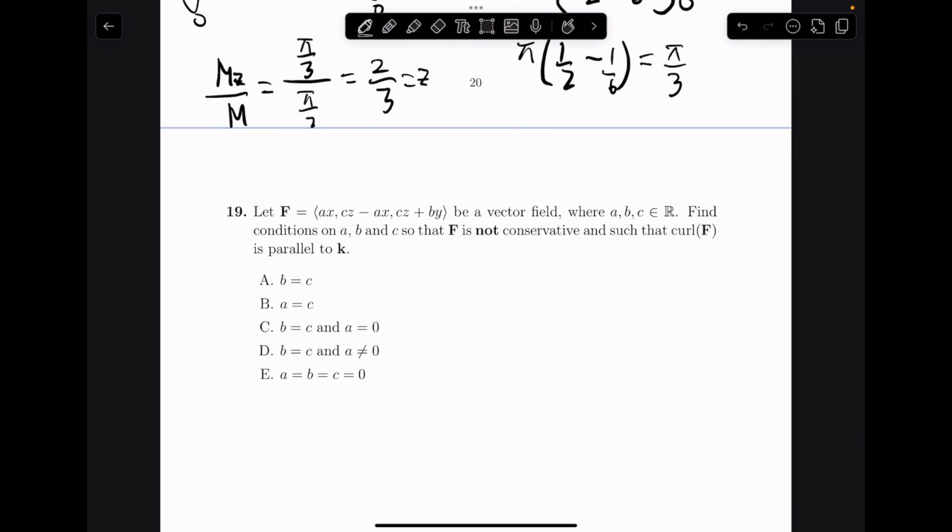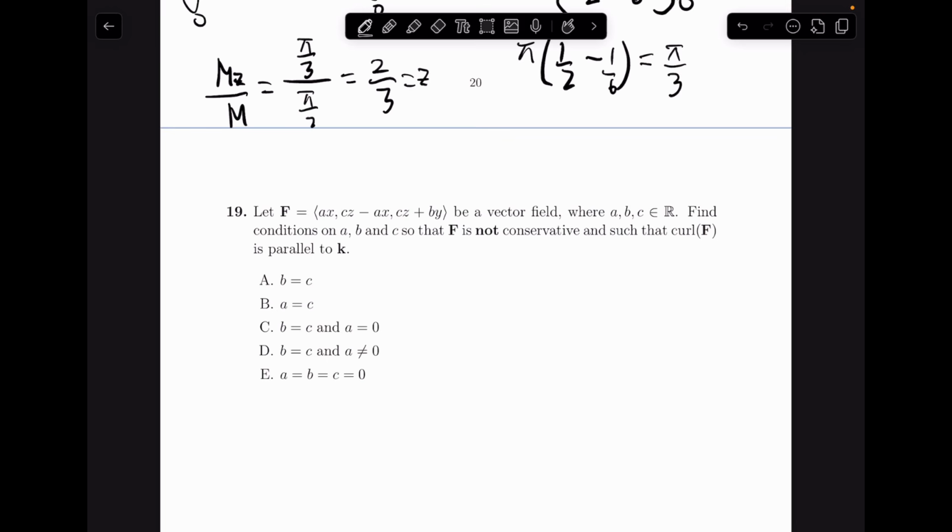Question 19. Let F equals (ax, cz minus ax, cz plus by) be a vector field where a, b, and c are real numbers. Yeah, thank you, Purdue Math, real numbers. Find conditions on a, b, and c so that F is not conservative and such that curl F is parallel to k.